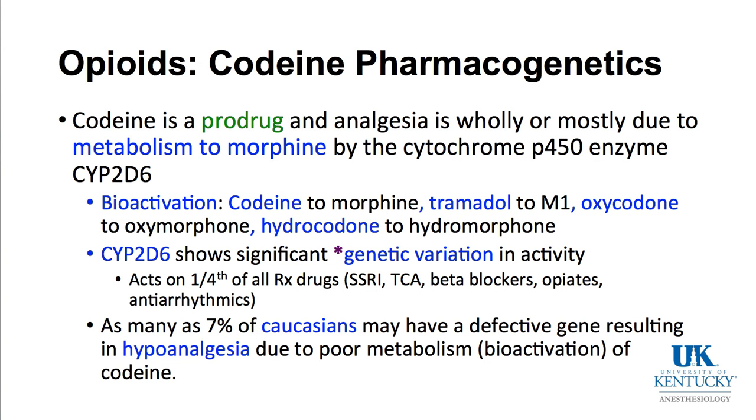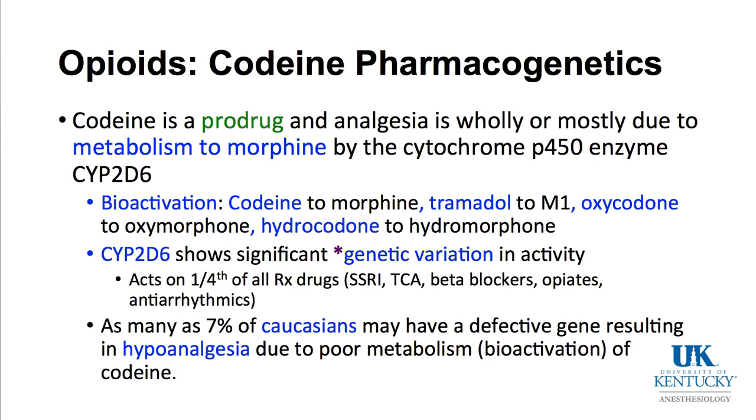CYP2D6. Bioactivation of codeine to morphine occurs there, as well as tramadol is converted to M1, oxycodone to oxymorphone, hydrocodone to hydromorphone. All those need to be bioactivated to be active. Notice the codones are the ones that must be bioactivated, not the morphones.